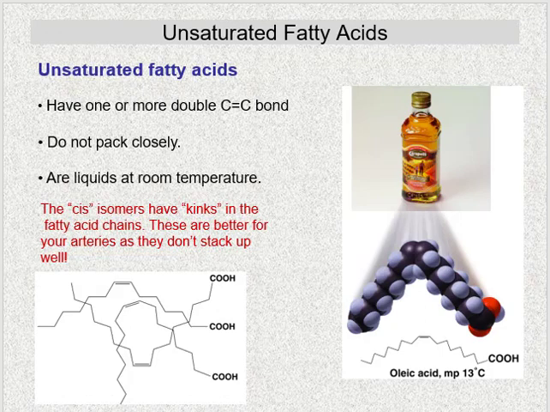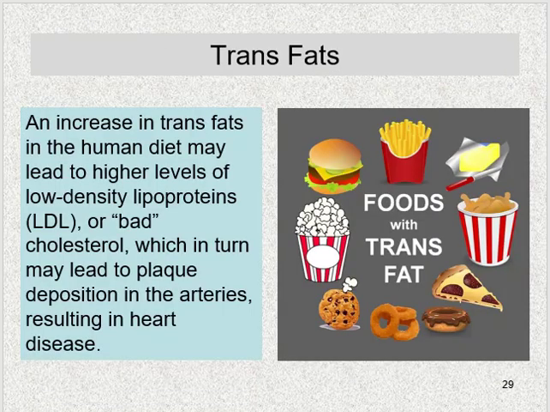Unsaturated fatty acids have one or more double carbon-to-carbon bonds. They do not pack closely, and they usually remain a liquid at room temperature. Trans fats are the types of unsaturated fatty acids that contain hydrogen atoms on opposite planes surrounding the carbon-to-carbon double bond. Recent studies have shown that an increase in trans fats in the human diet may lead to higher levels of low-density lipoproteins, or bad cholesterol, which can lead to plaque deposition in the arteries and result in heart disease.